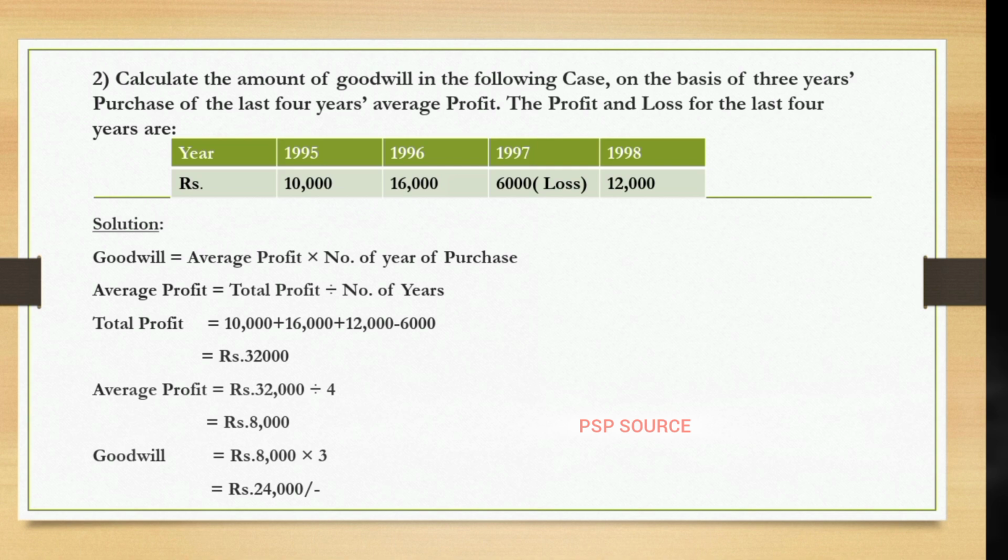The profit and loss for the last 4 years are 10,000 for 1995, 16,000 for 1996, but for 1997 a loss is given, and for 1998, 12,000 profit is given. We need to deduct such loss from the aggregate profit. Otherwise, we work out the same process as in our previous problem. So take a screenshot for your reference and work it out yourself.